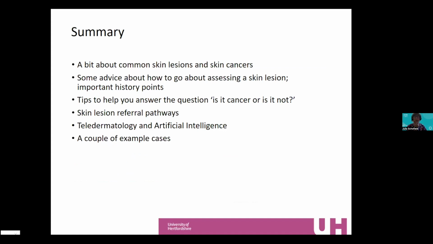cancers. Necessarily because of time, I've had to keep it relatively short. I've tried to direct it towards the type of things that you might see in your clinical practice, and to give you some tips about how to assess lesions and to think about whether it's cancer or not, and some ideas about skin lesion referral pathways with a couple of example cases. And I will finish there.